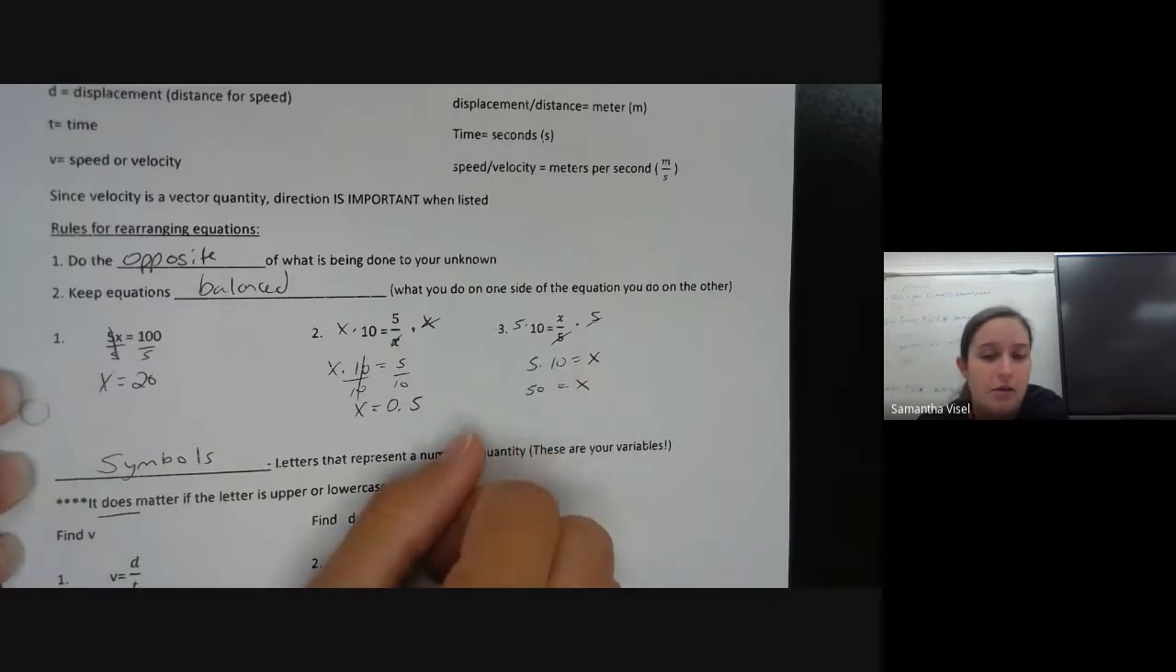again, fractions are gross, so we want to get rid of the fraction first. So opposite of division's multiplication. So multiply 5 on both sides. So I get 5 times 10 is x, or 50 is x.